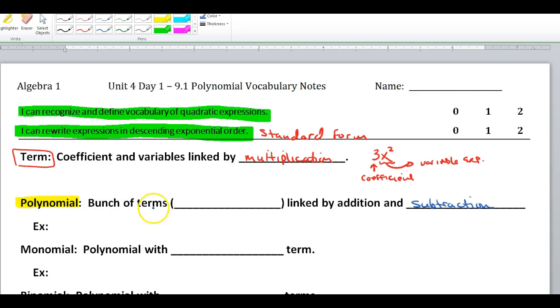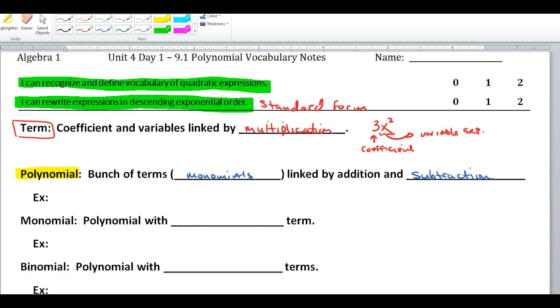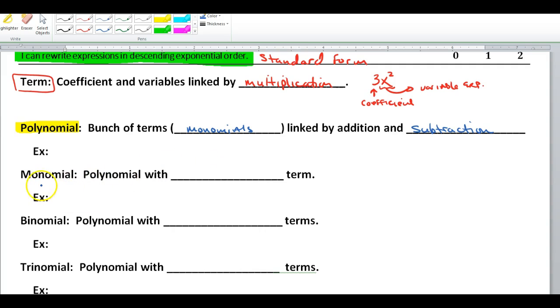Now, when we say a bunch of terms, we're basically talking about monomials, and we're linking them by addition and subtraction. So what is a monomial? A monomial is basically a polynomial with one term. So 3x is a monomial. 4x squared is an example of a monomial. 6x to the third y z is a monomial. It's a polynomial with exactly one term.